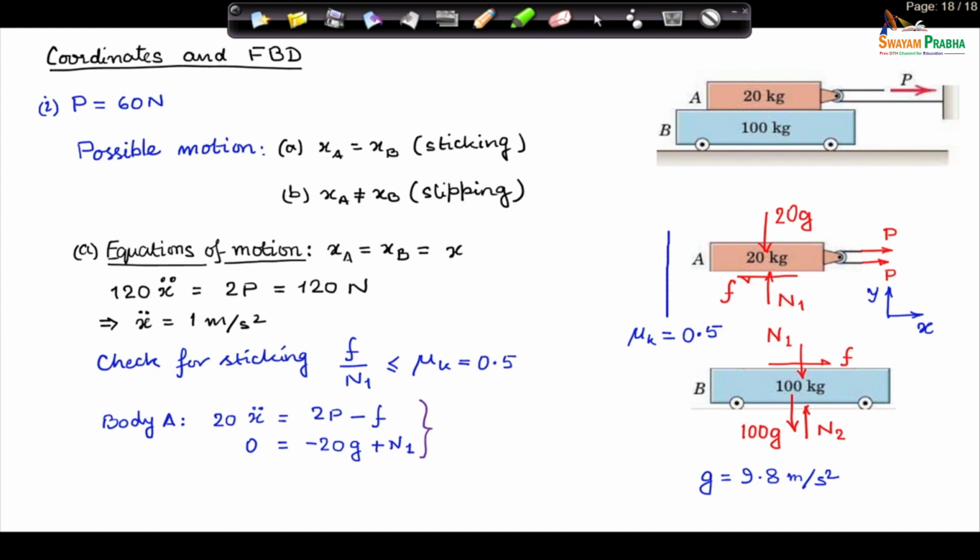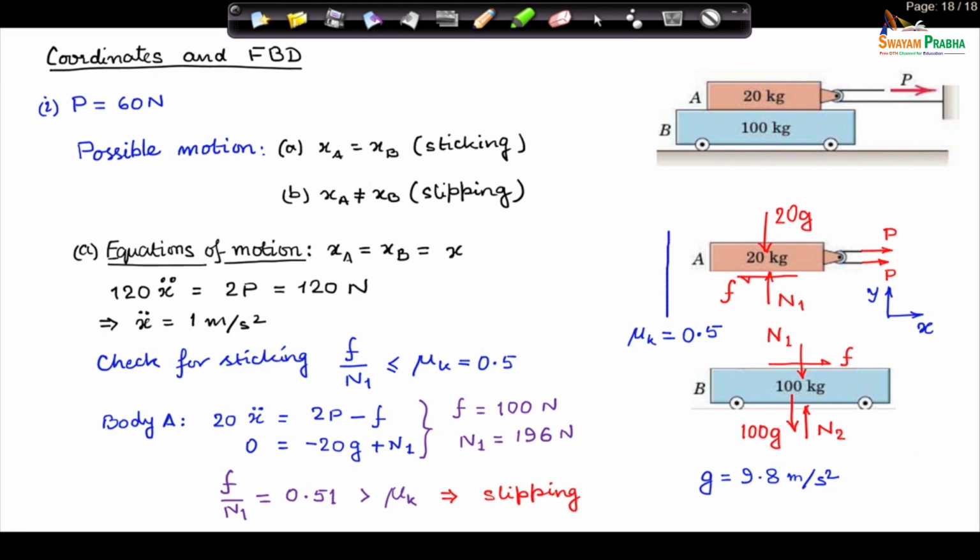Vertical direction, weight, so minus 20 g, because I have taken upward direction as positive, remember. So, minus 20 g plus N1 follows from the same free body diagram. From here I can solve for F and N1, because x double dot is known, and if you do that, you will get friction force as 100 Newton, and normal reaction is 196 Newton, and if you take the ratio, it comes out to be 0.51.